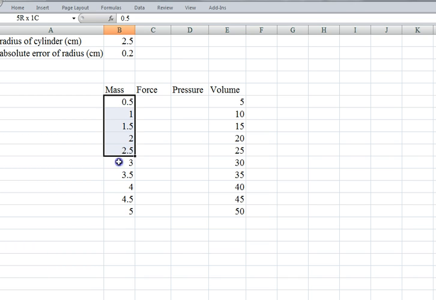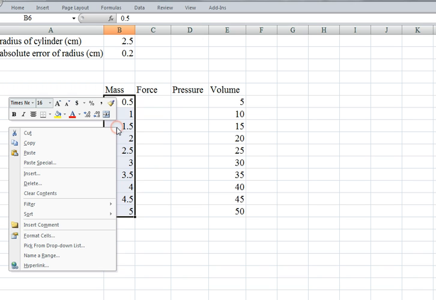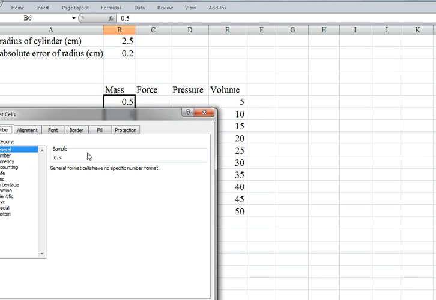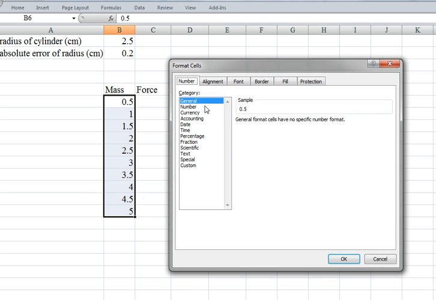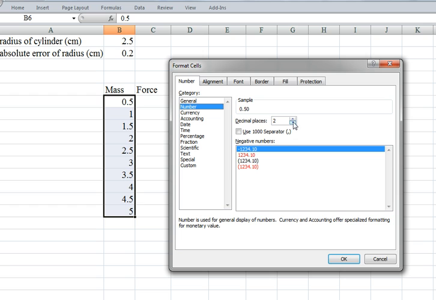And so the first thing that we want to do is give all of these the same amount of sig figs. So we're going to go down to Format, and then on this screen under number we probably want 1 decimal place.